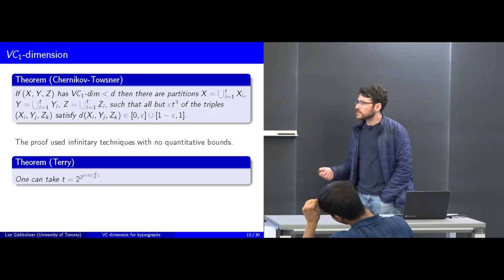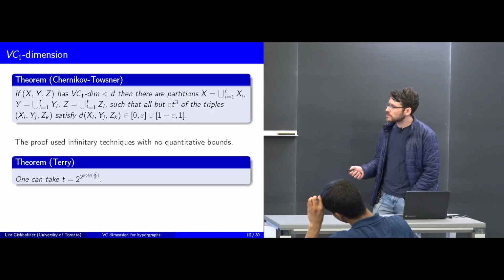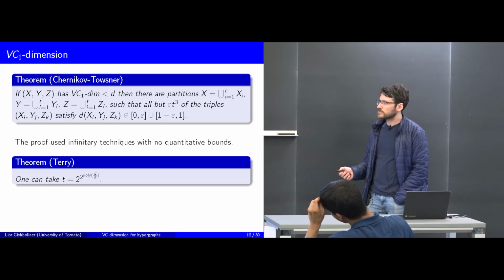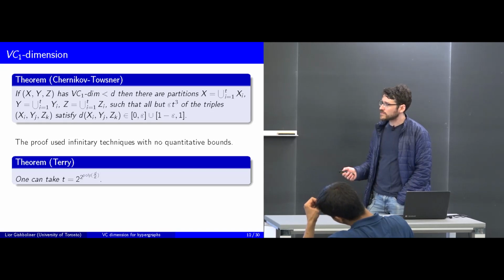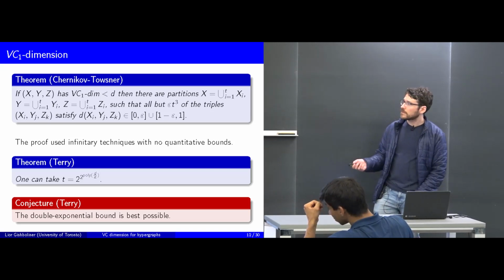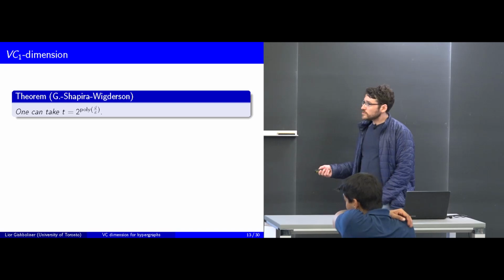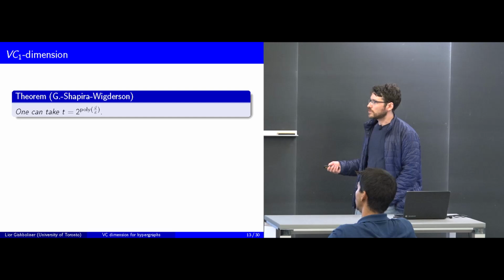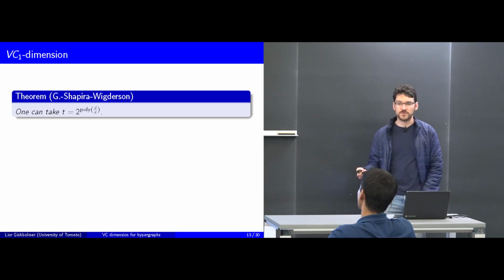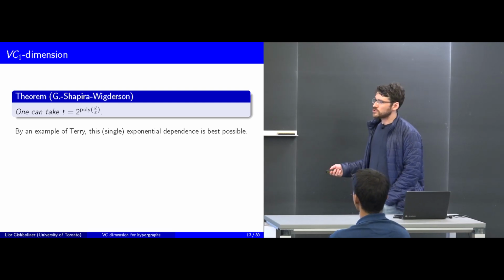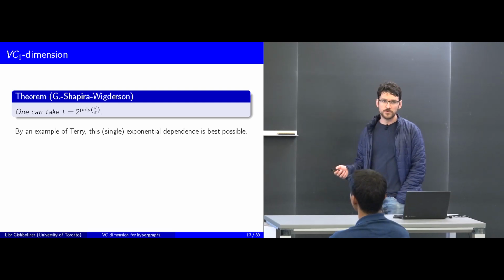And later, Caroline Terry made quite some progress. So she showed that you can actually take t to be somewhat modest, so only double exponential in 1 over epsilon. And she conjectured that this is best possible. So double exponential is the truth. So the first result I want to tell you is that this conjecture is not true. So in fact, you can do exponential. So you can find such a partition of exponential size. And Terry has an example that shows that exponential is best possible. So this is the answer for this problem.